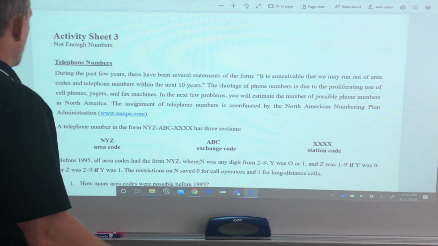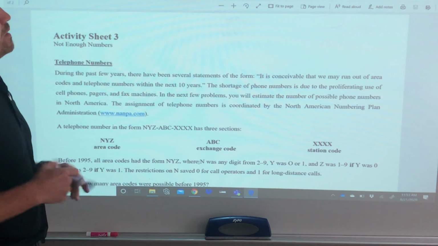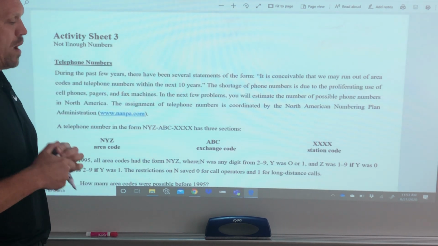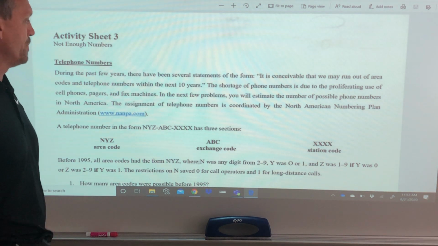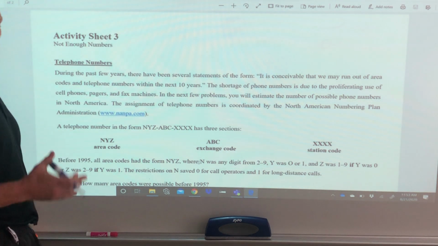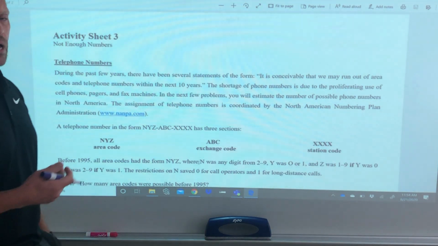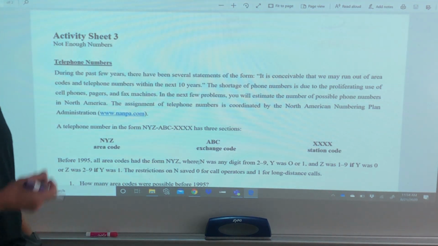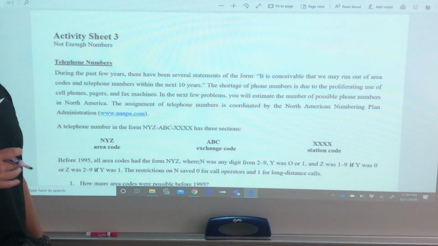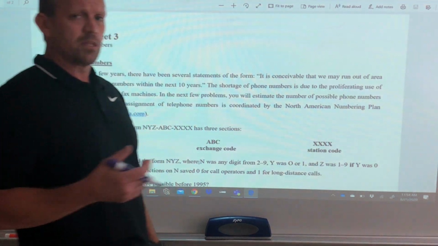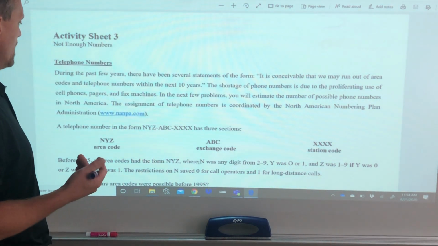All right, boys and girls, we're looking at activity sheet 3, not enough numbers. If you watch, this is going to be taped in 2020, so some of this stuff is a little bit dated because it's based usually around 2010. I think this is when this initially came out. So we're going to talk about telephone numbers. We're also talking about license plates and things like that, but mainly to begin with, telephone numbers.